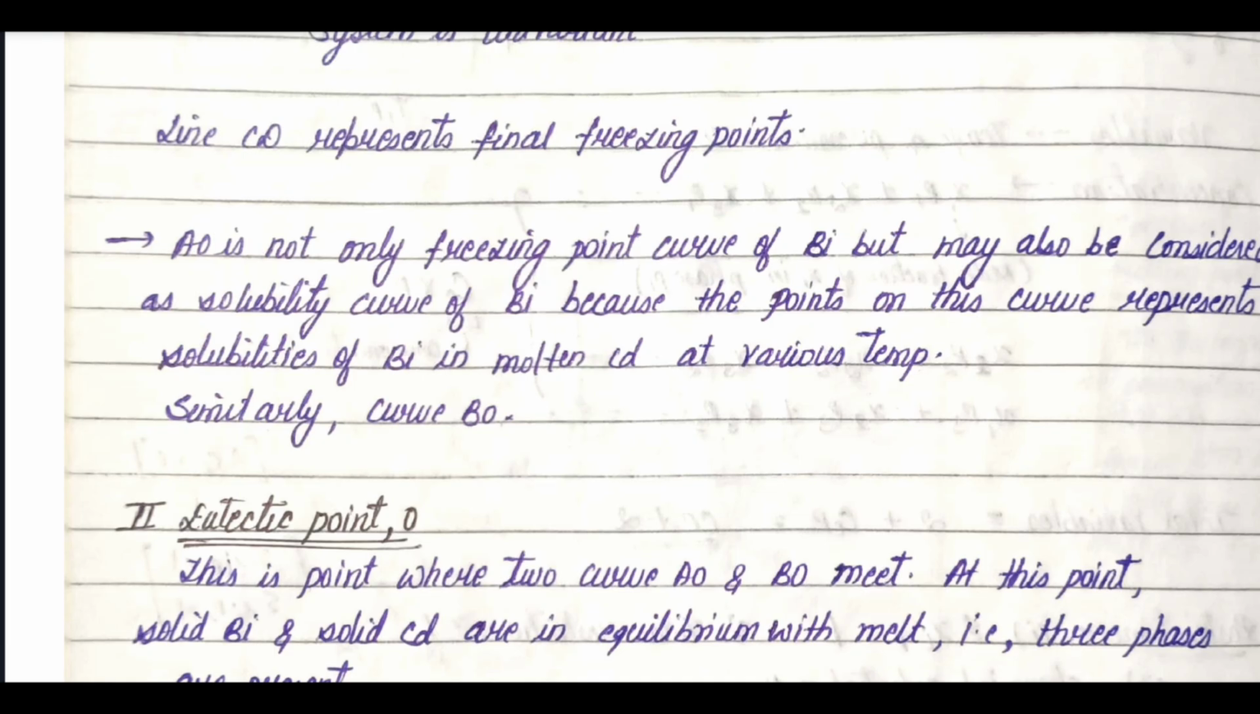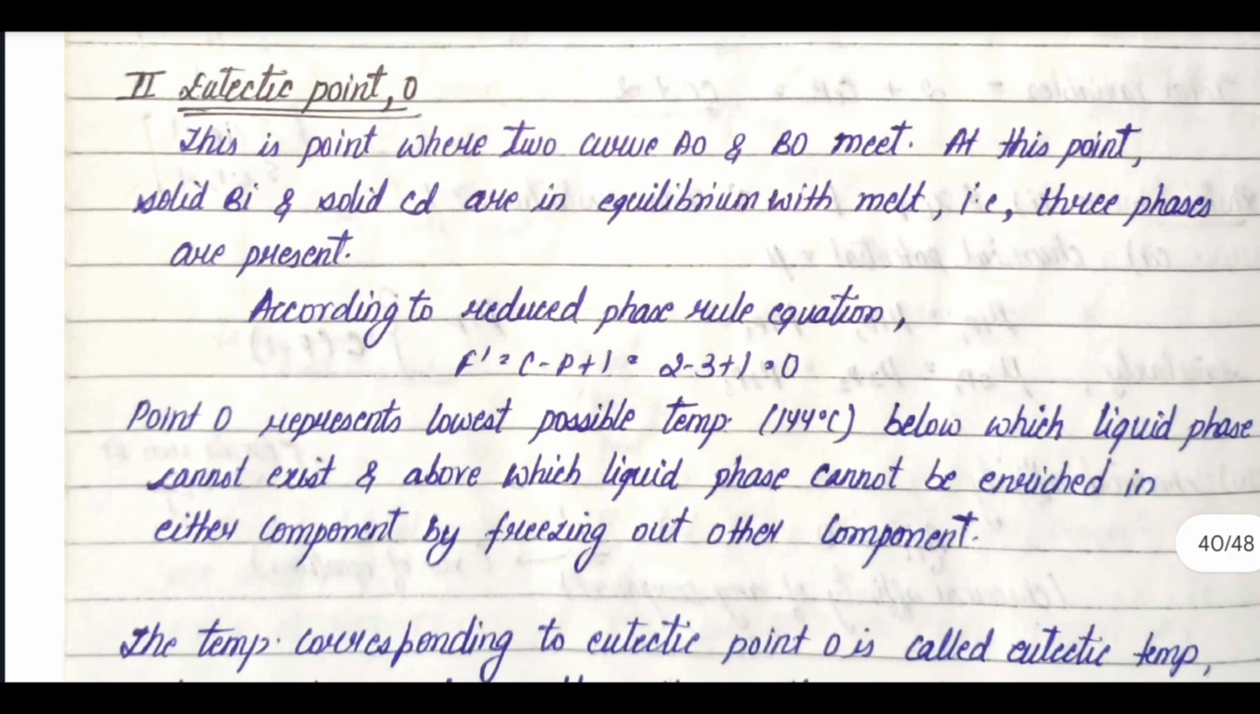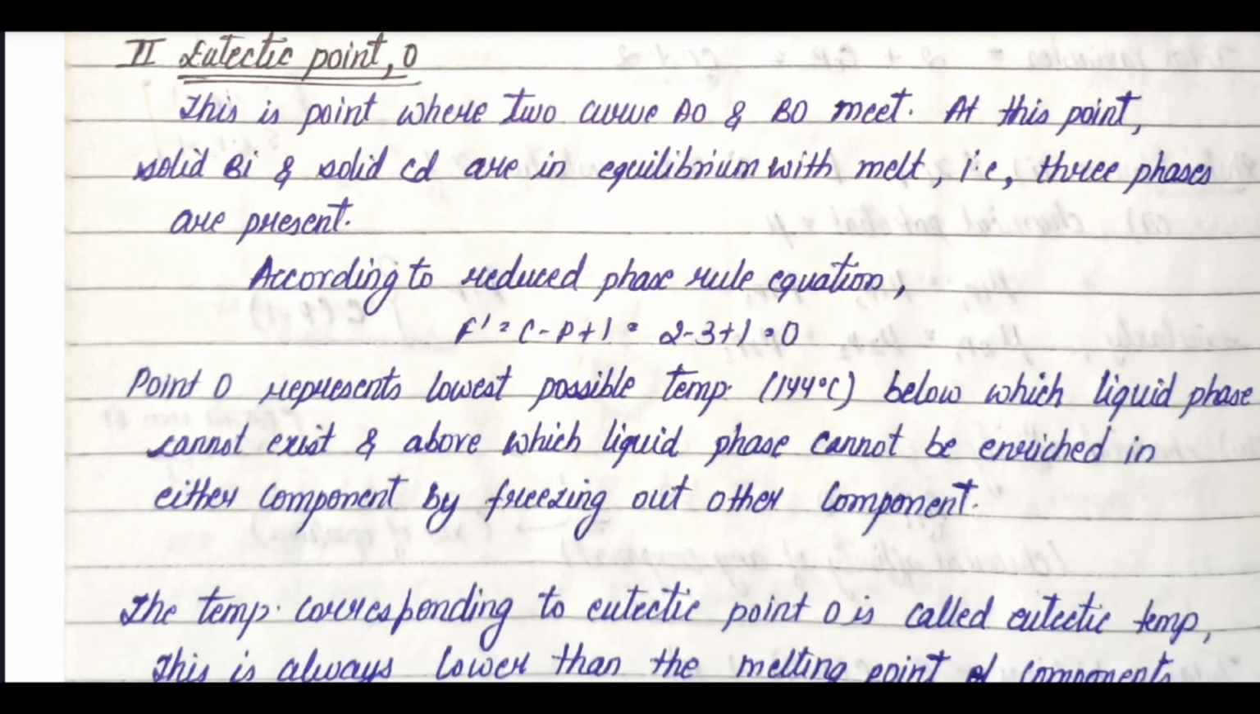AO is not only the freezing point curve of Bi but may also be considered as the solubility curve of Bi, because the points on this curve represent solubilities of Bi in molten Cd at various temperatures. Similarly, curve BO. Second, eutectic point O. This is the point where the two curves AO and BO meet. At this point, solid Bi and solid Cd are in equilibrium with the melt, that is, three phases are present.